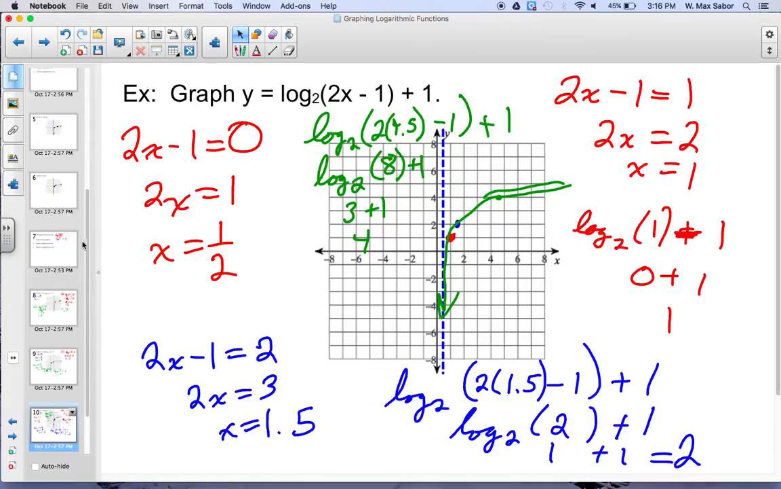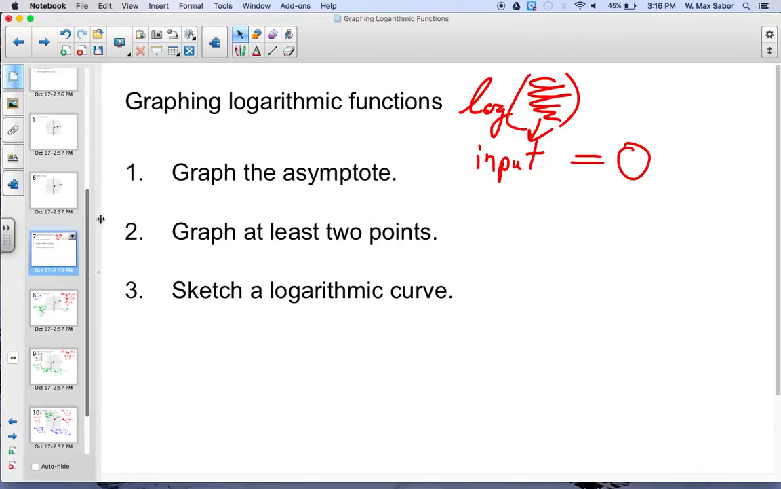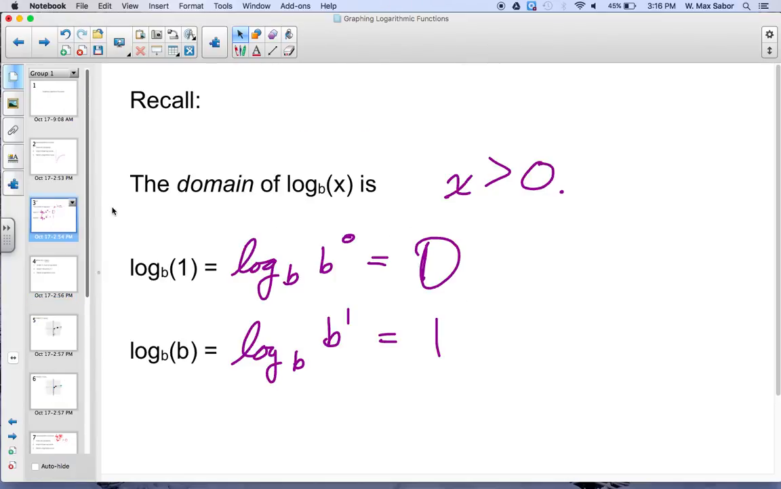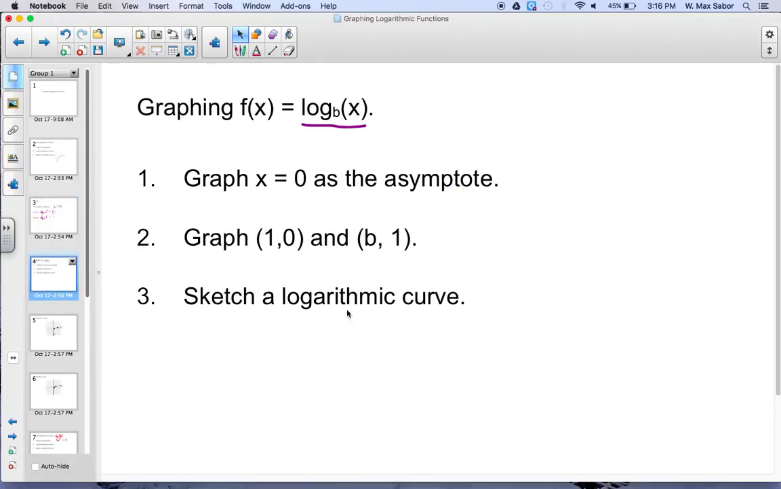So this is how we graph our logarithmic functions. First, find the asymptote by setting an input equal to 0. Graph at least 2 points. As a reminder, it's helpful to use points that are our fundamental points. When we plug in 1 as our entire input, that makes our lives easy. When we plug in b as our entire input, that also makes our lives easy. And then once we've finished that, sketch our logarithmic curve.